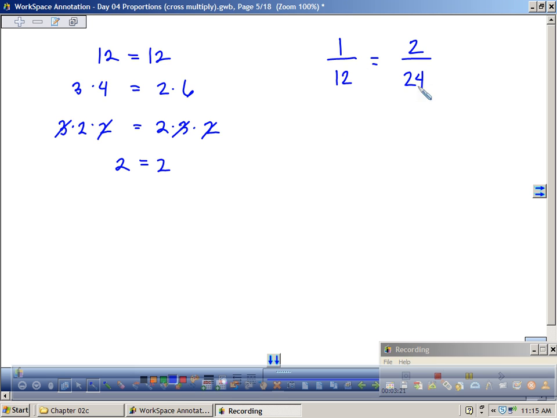Is this true? Is 1 over 12 the same as 2 over 24? Let's factor. Is 1 over 3 times 4 the same as 2 over 2 times 3 times 4?